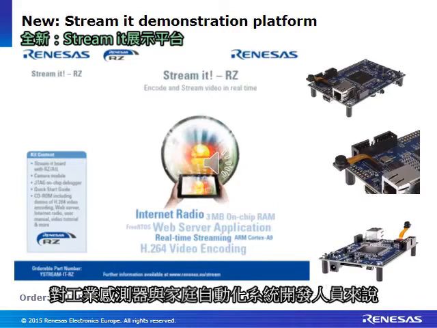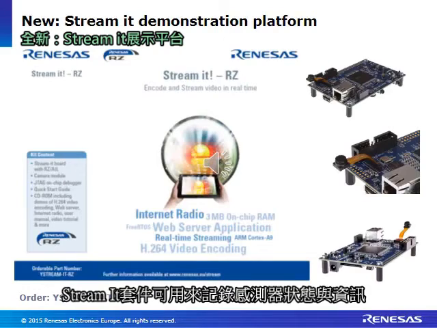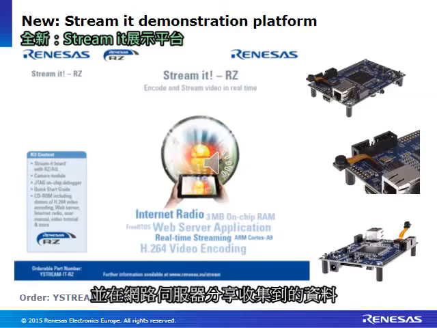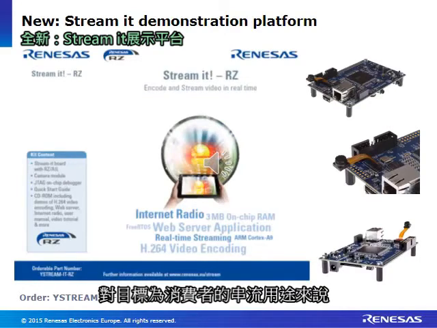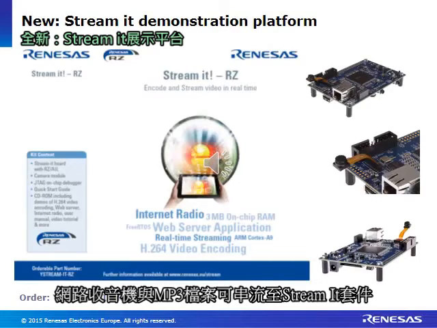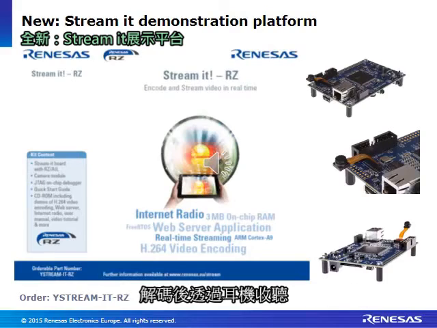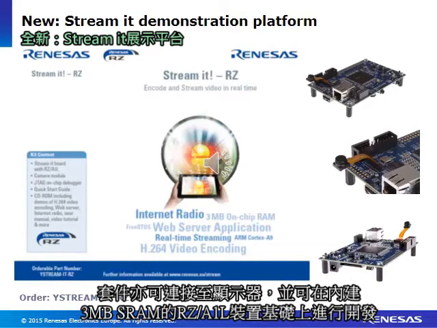For developers of industrial sensor and home automation systems, the Stream It kit can be used to log sensor status information while sharing the collected data on a web server. For streaming applications targeting the consumer segment, Internet radio MP3 files can be streamed to the Stream It kit, decoded, and played over headphones. This kit also lets you connect a display and allows development based on RZA1L device with 3 megabytes of integrated SRAM.